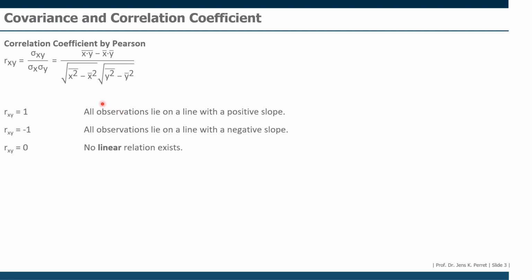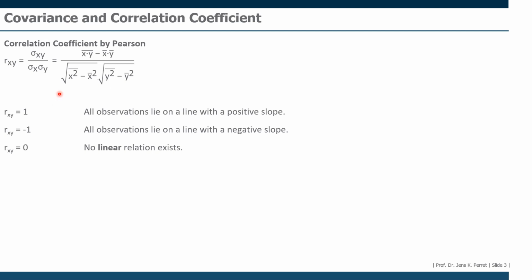Well, how can we achieve something like this? That's actually pretty easily done by simply taking our covariance and dividing it by the standard deviation of x and the standard deviation of y. Well, as I said, that's the big advantage. We get something which now allows us to have these two extreme values. And we know it's still, if it's 0, there's no linear relationship at all.